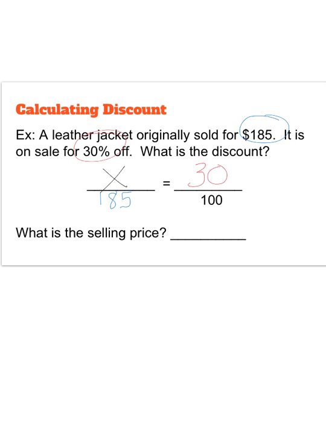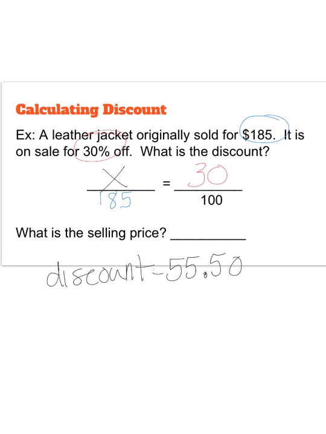So I'm going to take my calculator and take 185 times 30. Whatever I happen to get, I'm going to divide by 100. So it looks like we are going to save, or our discount will be $55.50. That's amazing. That's great.